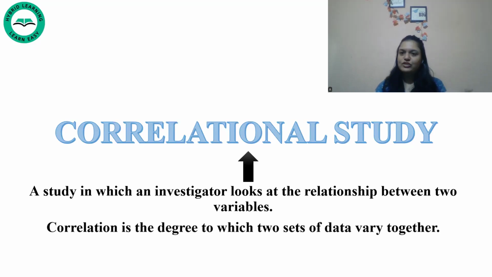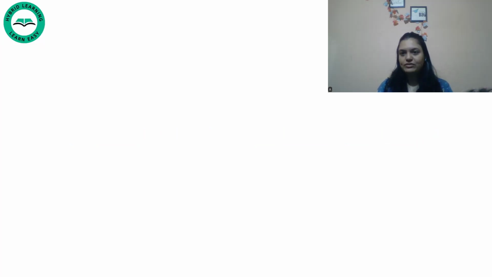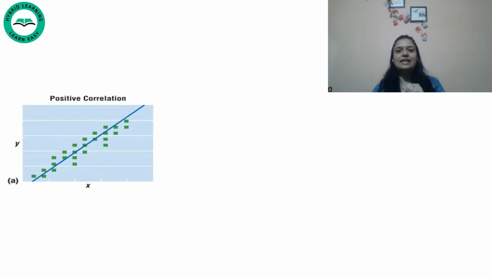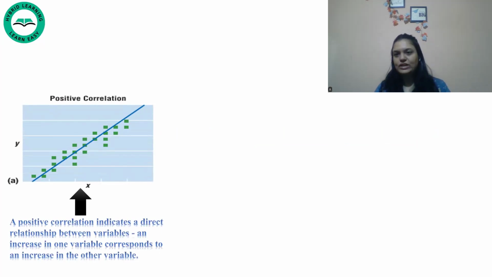Okay, so the correlation means the degree to which the two sets of data vary together. So we are going to see how the data depend on one another and how they vary together. Okay, let's understand. Now, there are three types of correlation that we study generally. First is positive correlation, next is negative correlation, then is zero correlation.